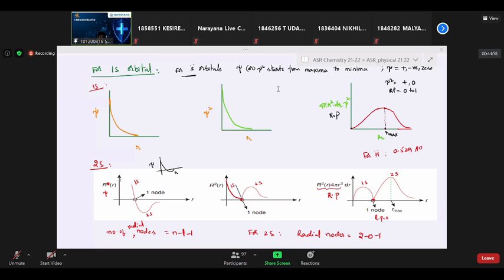See the number of peaks. In radial probability, if one peak is there, that is 1s. Two peaks, 2s. Between peak to peak there will be a node. So if two peaks are there, there will be one node. Three peaks, two nodes. Four peaks, three nodes. Likewise, that is the understanding.